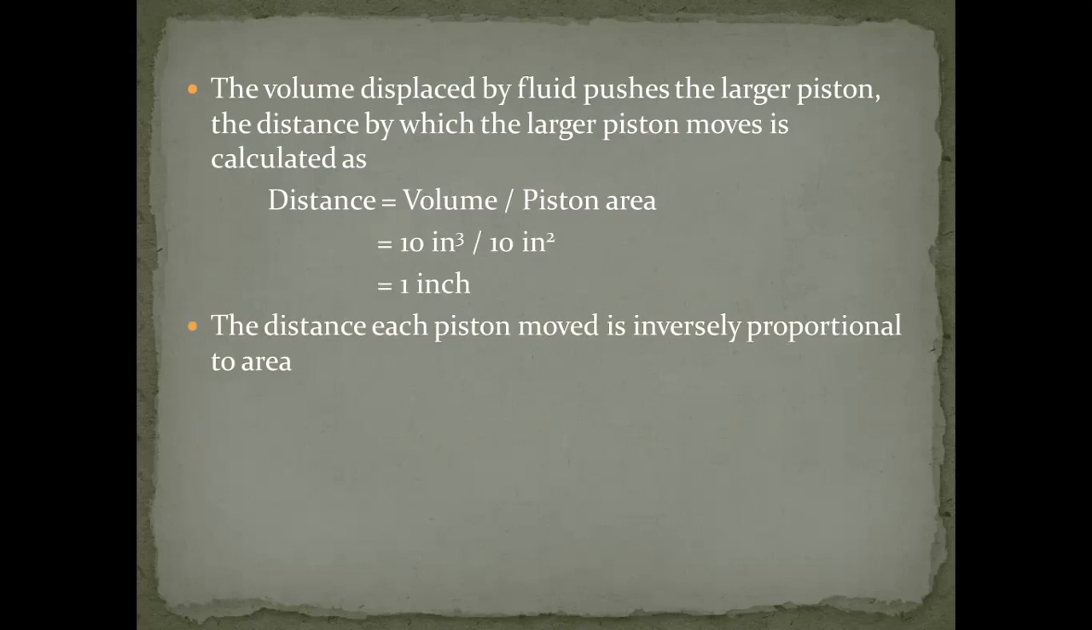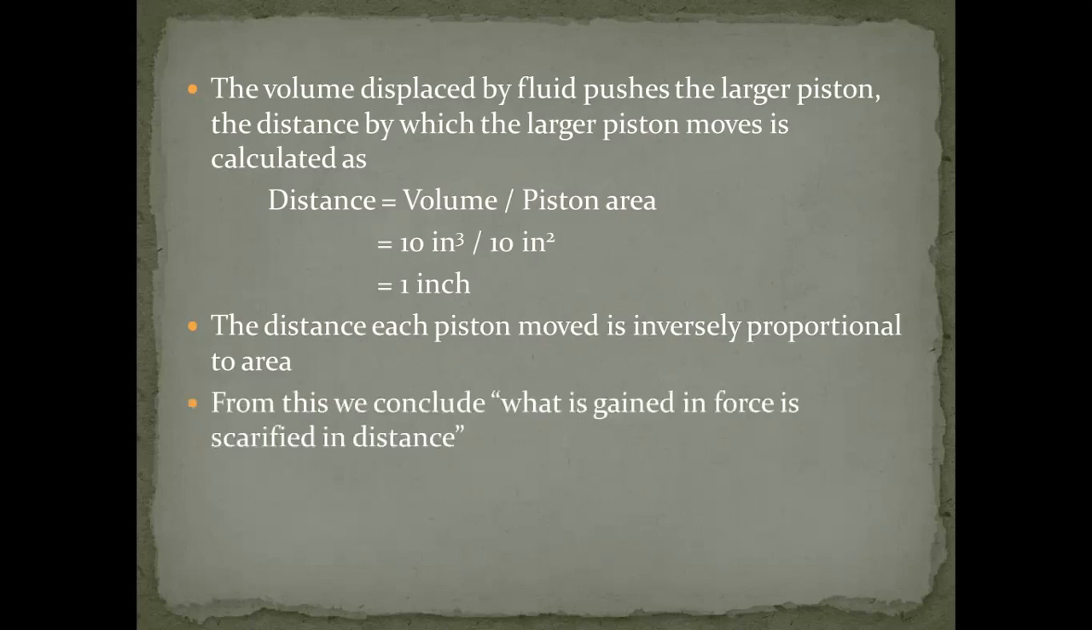So we have compensated in our movement, our displacement. We can say that the movement of the piston is inversely proportional to the area. If the piston area is small, then we have larger movement, and if we have a piston with a larger area, we have a smaller movement. For example, in the last example we discussed, the piston has an area of 1 square inch and it moves 10 inches, but the larger piston has an area of 10 square inches and it moves only 1 inch.